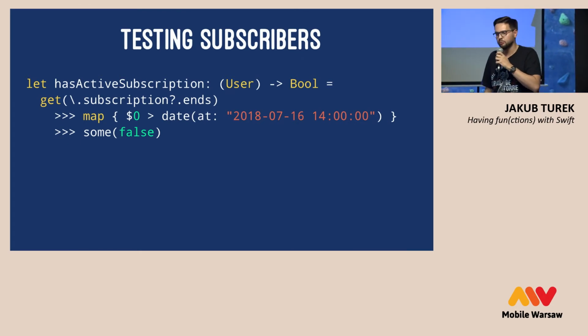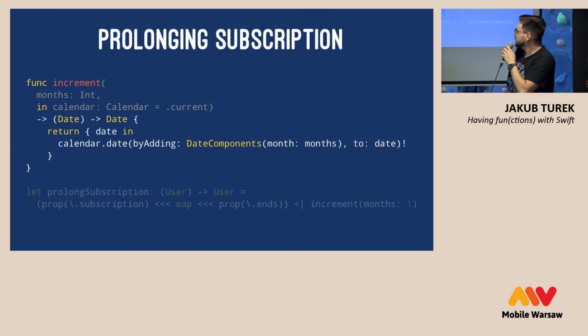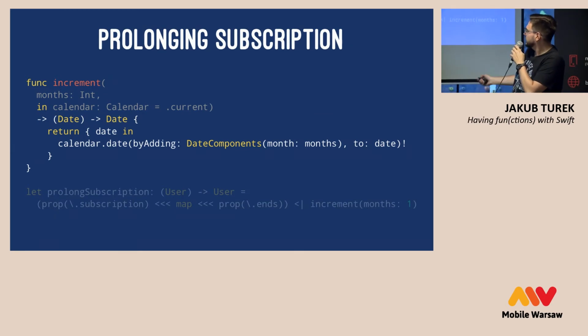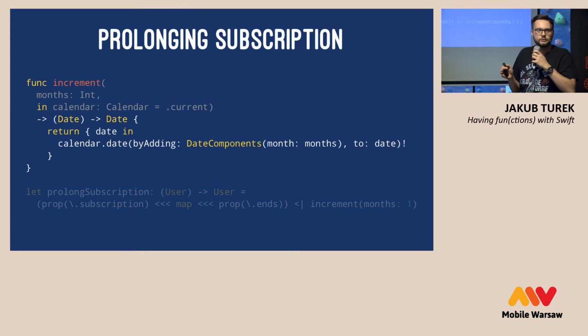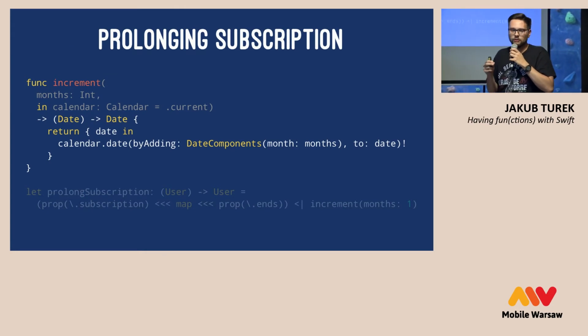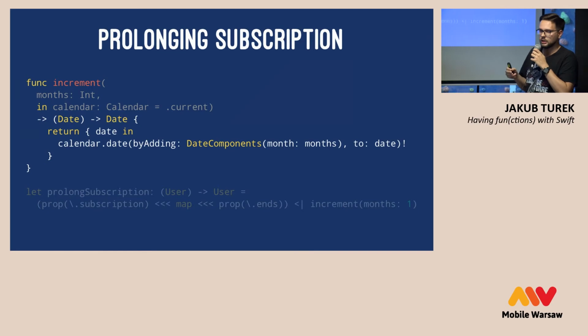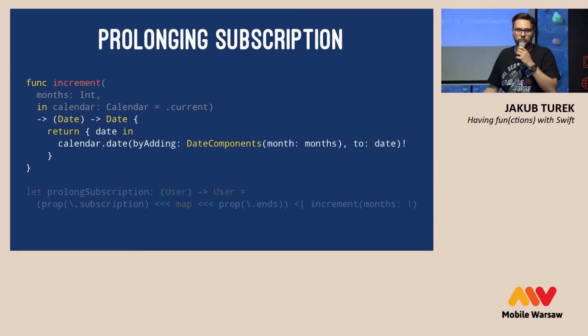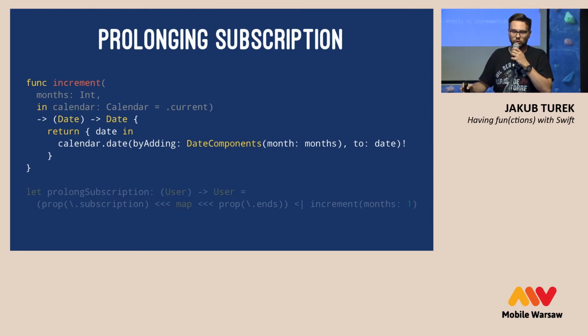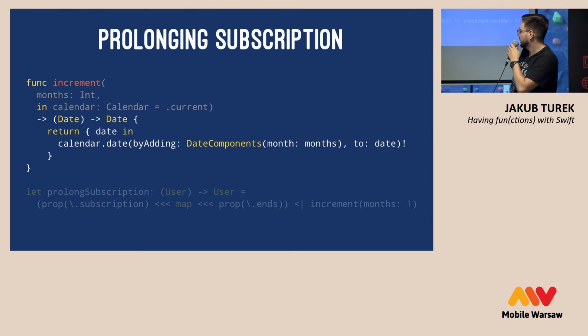OK, we know how to test whether a user is an active subscriber. Now we want to be able to prolong the subscription. So let's implement a method that, given amount of months, can give us a way to transform the date into the other date, which is just by adding those months in there. Please don't force unwrap in production code. And once again, in that function, we don't know anything about our users, or about optionality of the dates. It's just a function that can transform any date into any other date. You could just have this function in your code base and use it whenever you like.